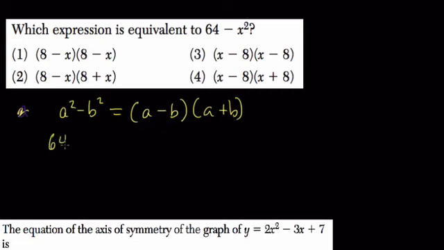So here we have 64 minus x squared. Well, that's going to be 8, which is the square root of 64, minus x times 8 plus x, right? Or choice 2.